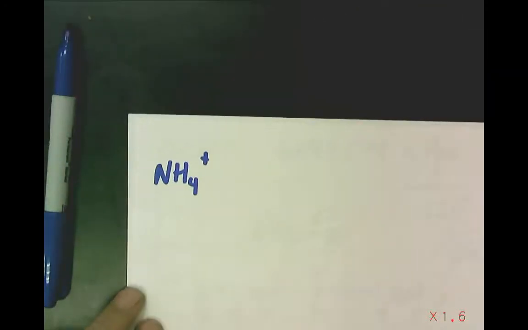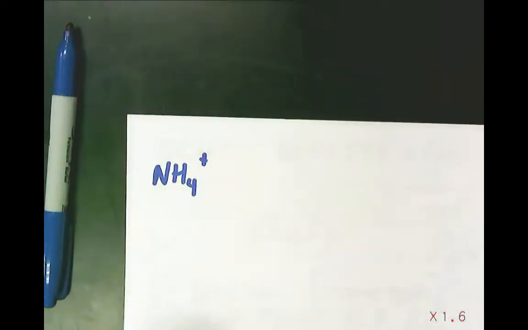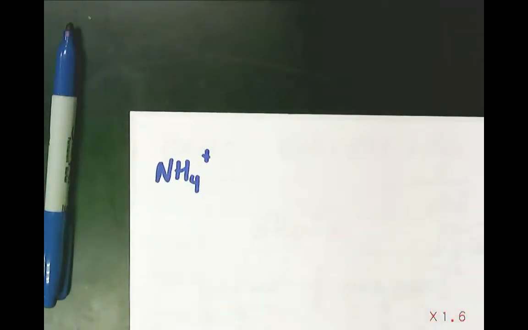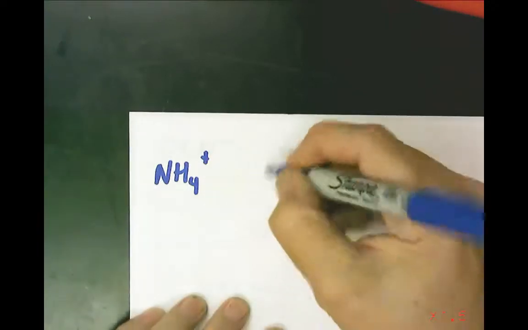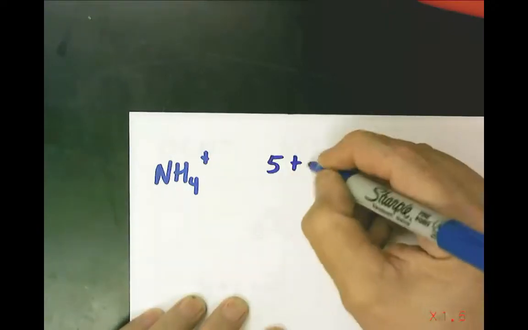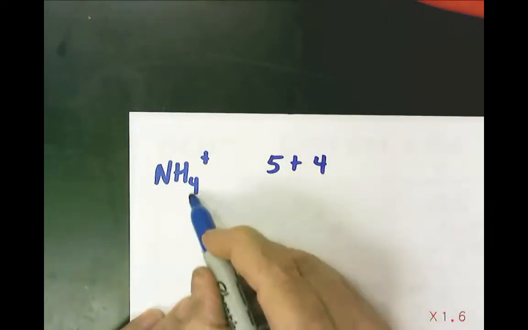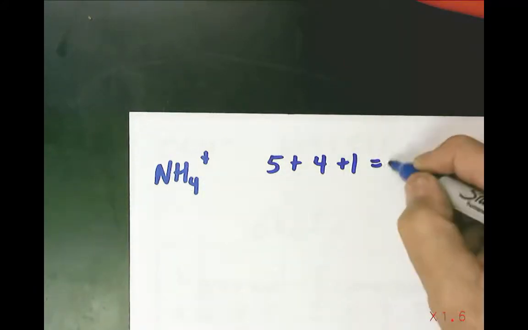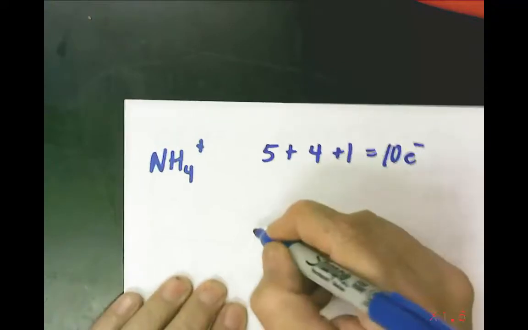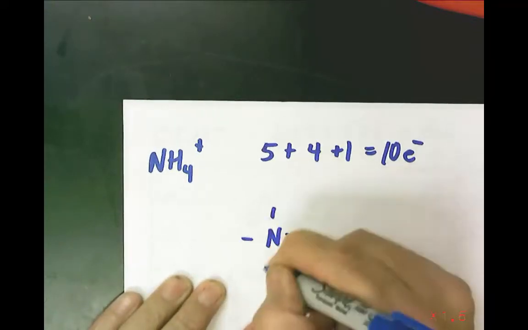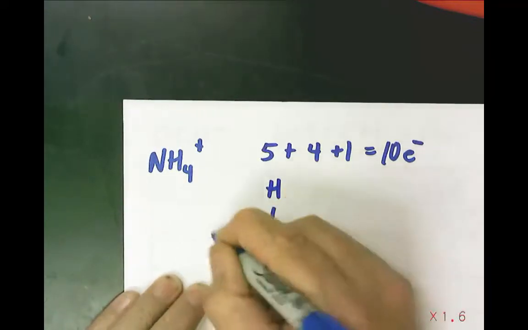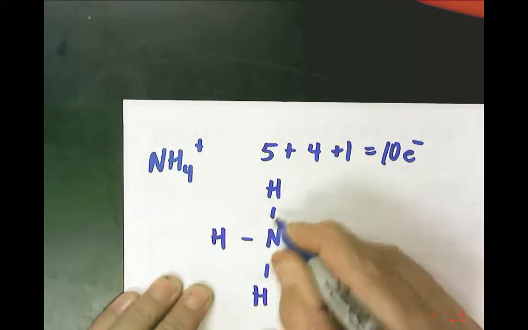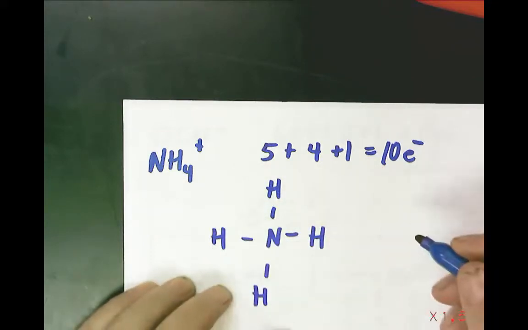All right, how about if we do one with a positive charge? So here's an ion with a positive charge. Okay, so we've got 5 plus 4 for our H's plus 1. So we've got 10 electrons here. All right, so N is in the center. 2, 4, 6, 8. Okay, we've used 8.